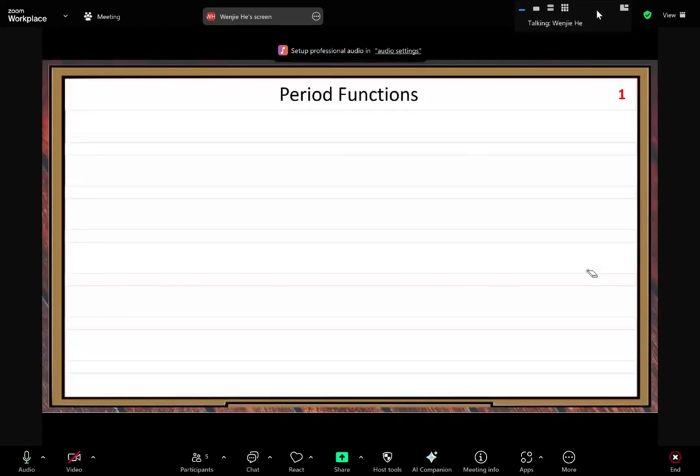When we start, we need to study a special type of function we call periodic functions. Sine and cosine functions are well-known periodic functions. But we want to study a large class of periodic functions.